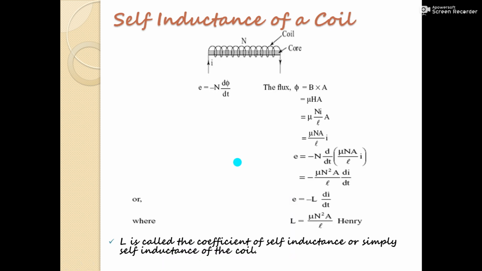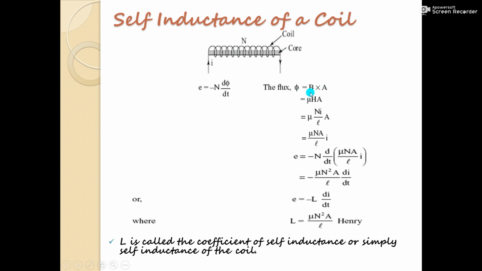Now let us see the expression for the self-inductance of a coil. So here we have considered one coil and I is the current flowing through that coil. The capital N represents the number of turns in the coil. So according to Faraday law of electromagnetic induction, we have seen E equal to minus N d phi by dt. But we know that magnetic flux is equal to magnetic flux density into the area.